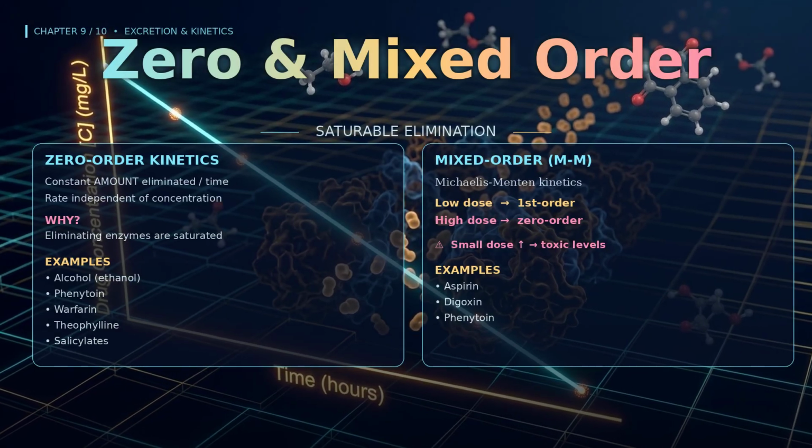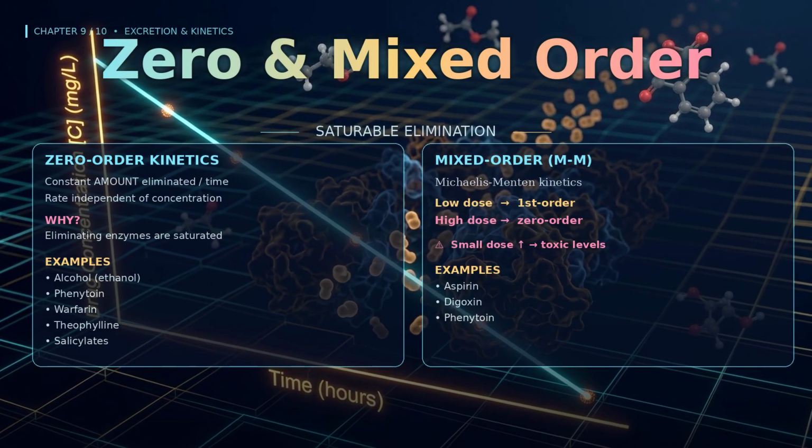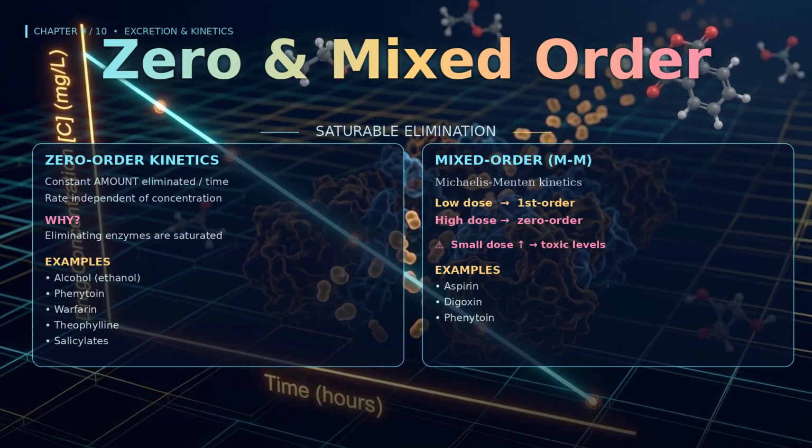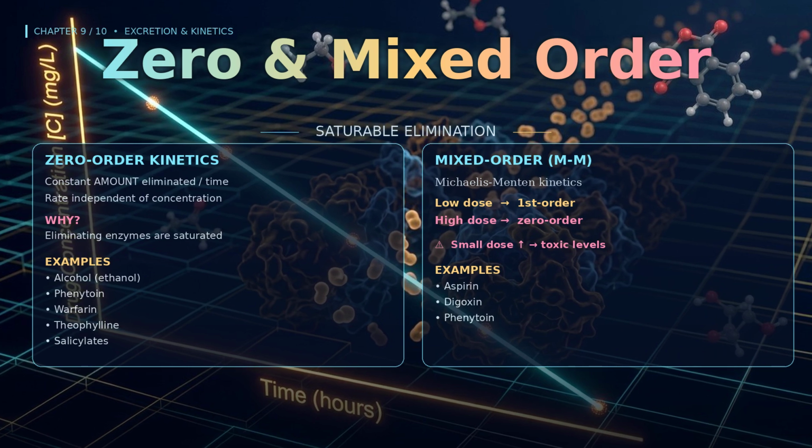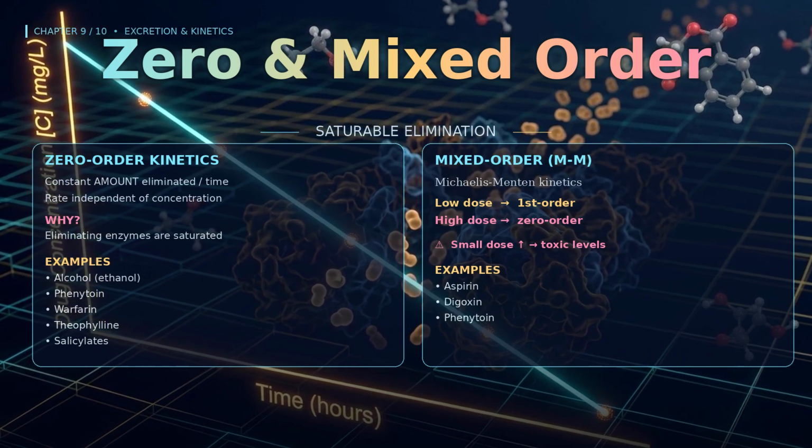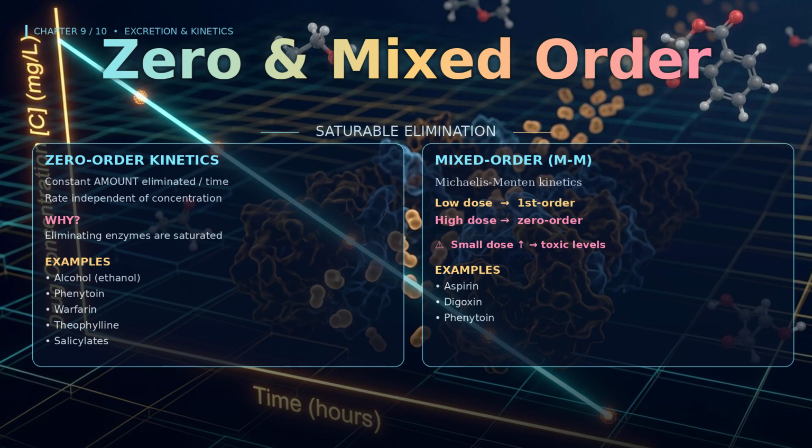Some drugs follow zero-order kinetics, where a constant amount, not fraction, is eliminated per unit time, regardless of concentration. The plasma concentration drops linearly, while the log plot becomes curvilinear. This happens when the eliminating enzymes are saturated. Classic examples include alcohol, phenytoin, warfarin, and theophylline. A related pattern is mixed order, or Michaelis-Menten kinetics, where low doses behave first order, but high doses become zero order. Aspirin, digoxin, and phenytoin show this. Small dose increases can cause dangerous toxicity.